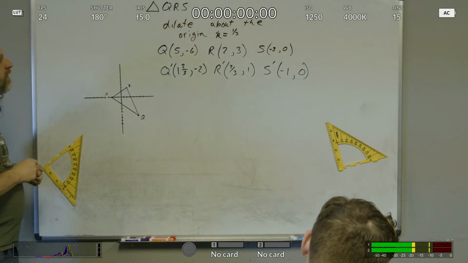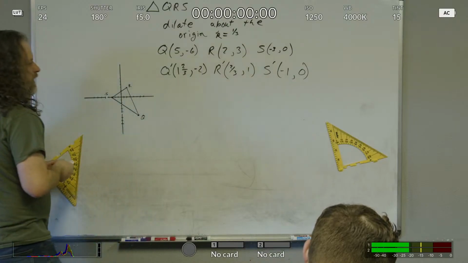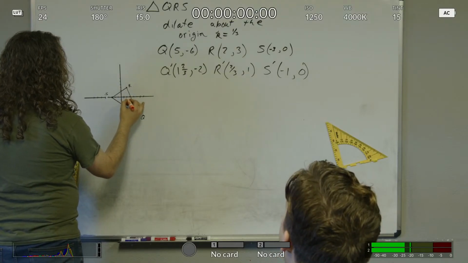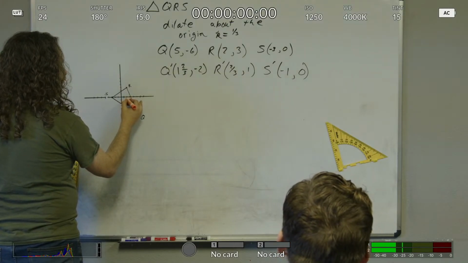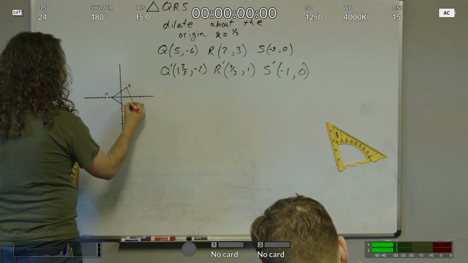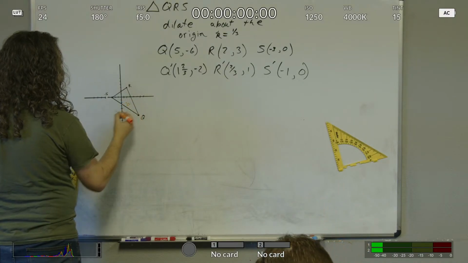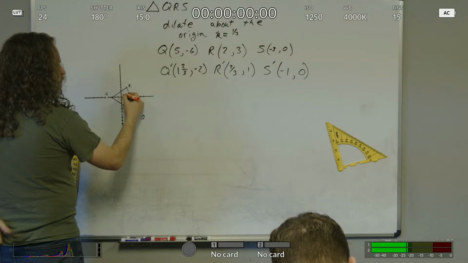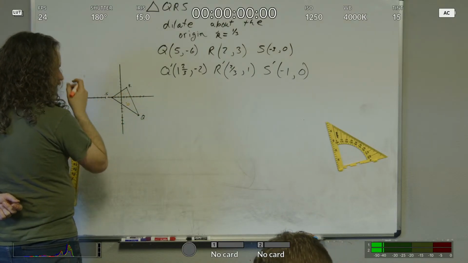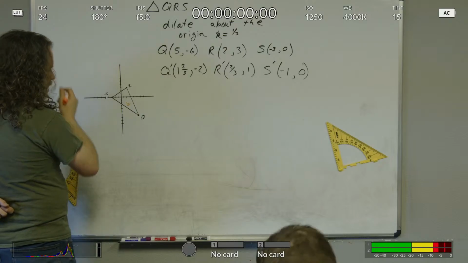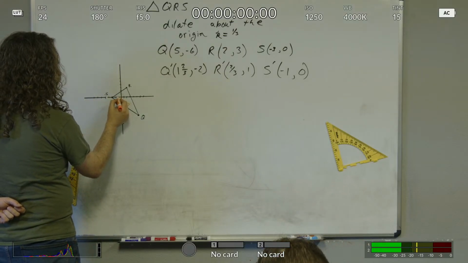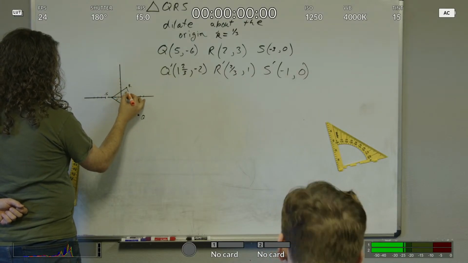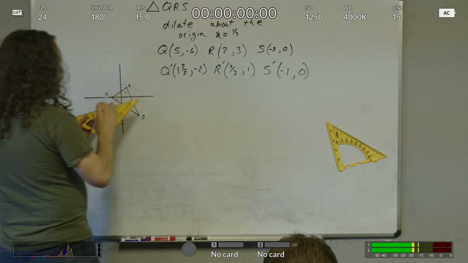So Q prime is right here, 1 2/3, -1 2, so about right there. R prime is at 2/3, 1, so about right there. S prime is at -1, 0, which is right here. And then we connect the dots.